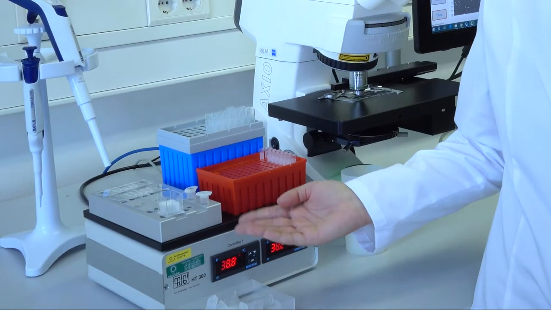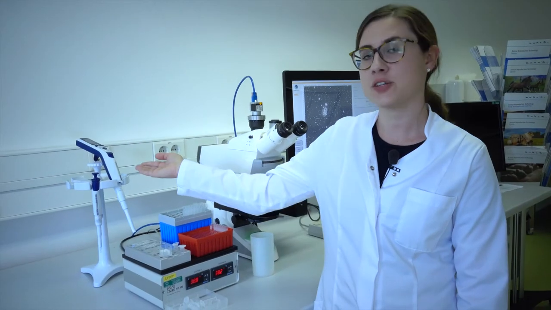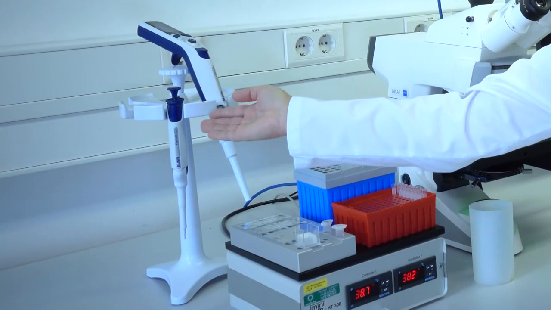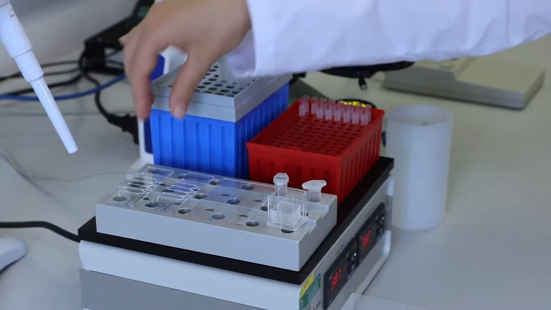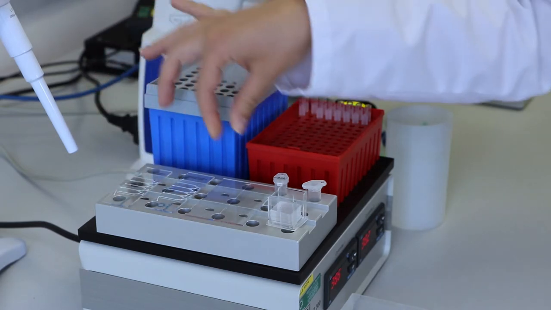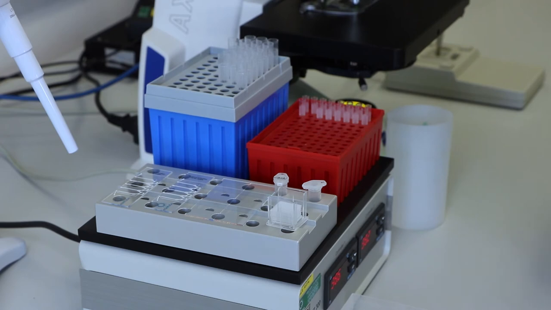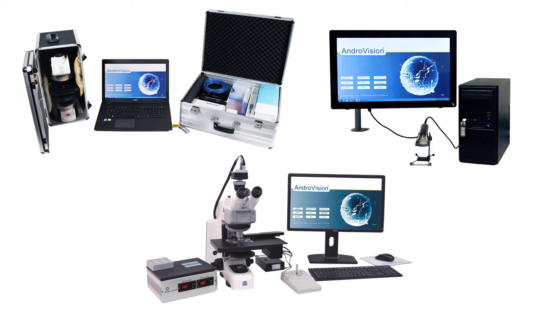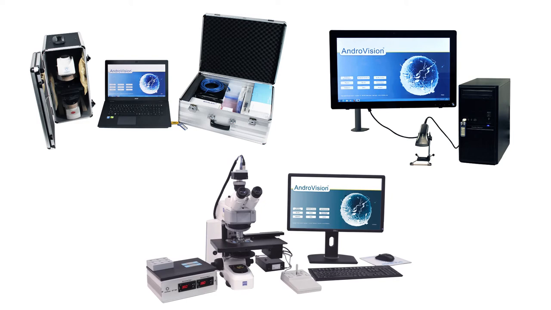The complete system consists of a warming plate with control unit, an electronic mixing pipette for the sample preparation, another pipette to load the sample, and counting chamber or microscope slide for the analysis. The numerous hardware options and combinations make AndroVision a highly flexible system.